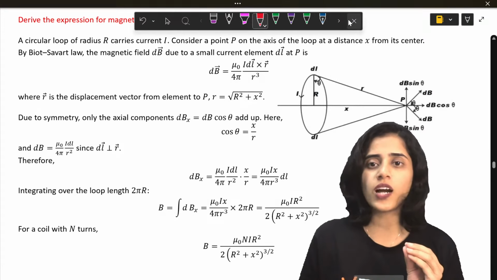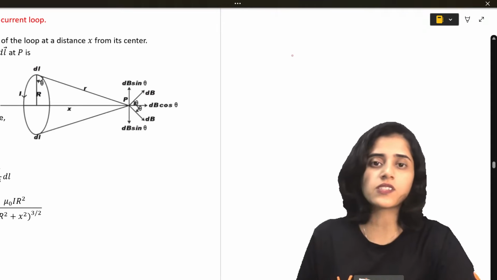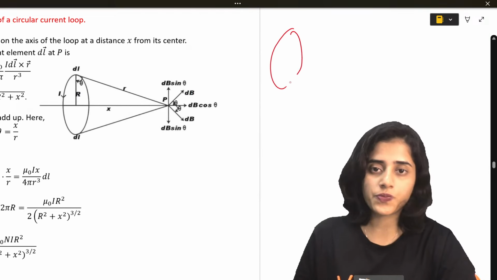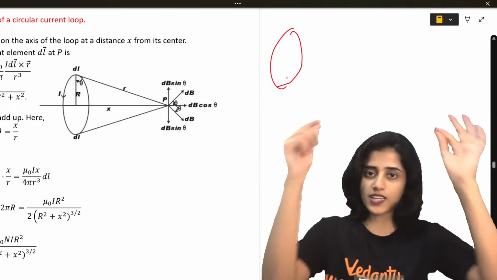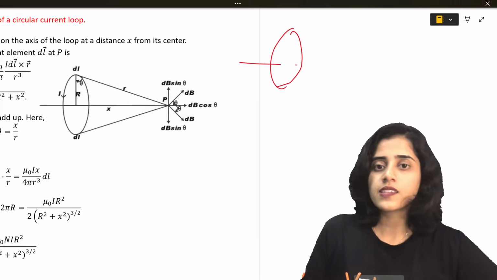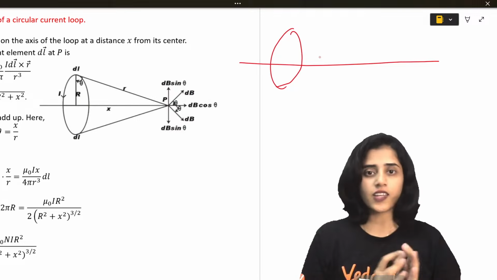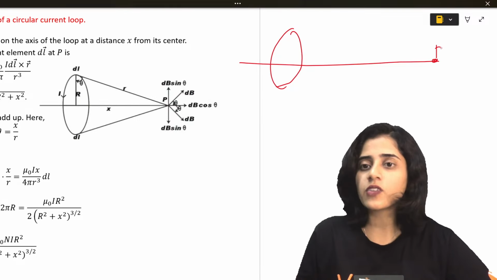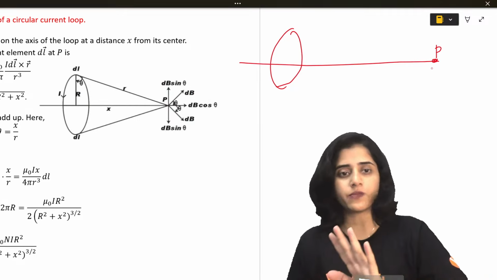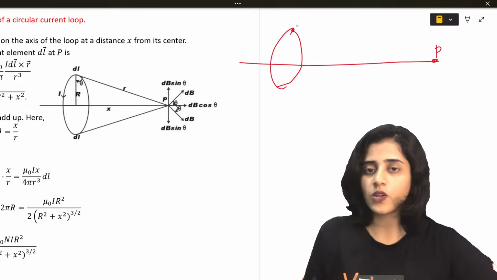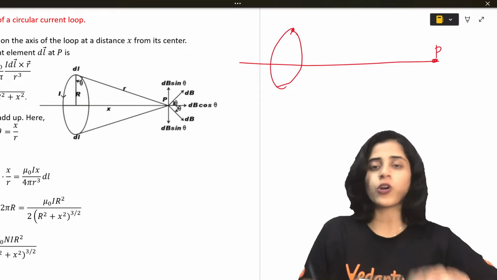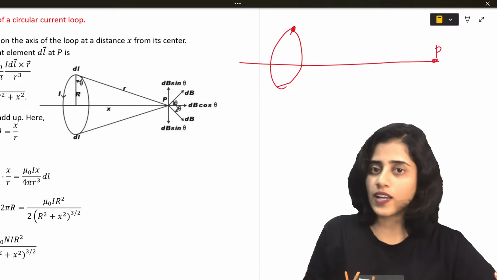I'll teach you how. I'll tell you what the diagram is. So you have a circular loop. This is a current carrying wire. This is the axis, an imaginary axis I'm taking. I am going to find out the magnetic field at point P from the current carrying wire. So I'm going to take a random point on the current carrying wire. Let's say I take this point and I draw a line all the way to P.